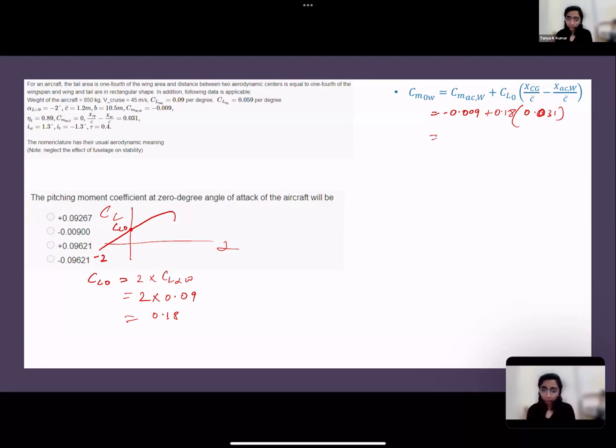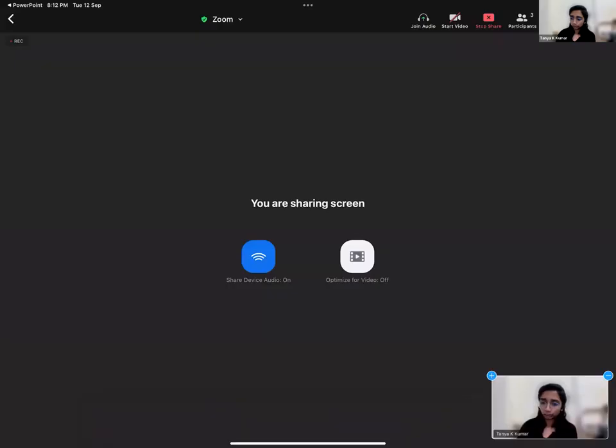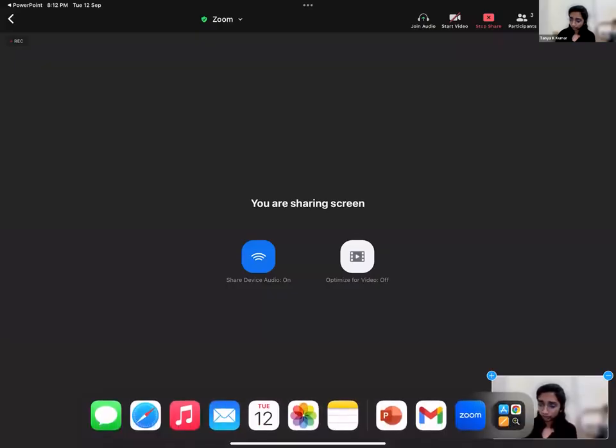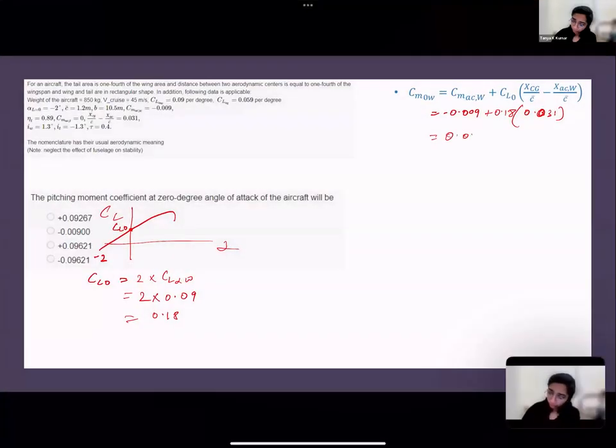So it's 0.00342. Okay, just a minute. Zero point zero zero three four two. All right. Okay. Next, you need to find out Cm naught of the tail.